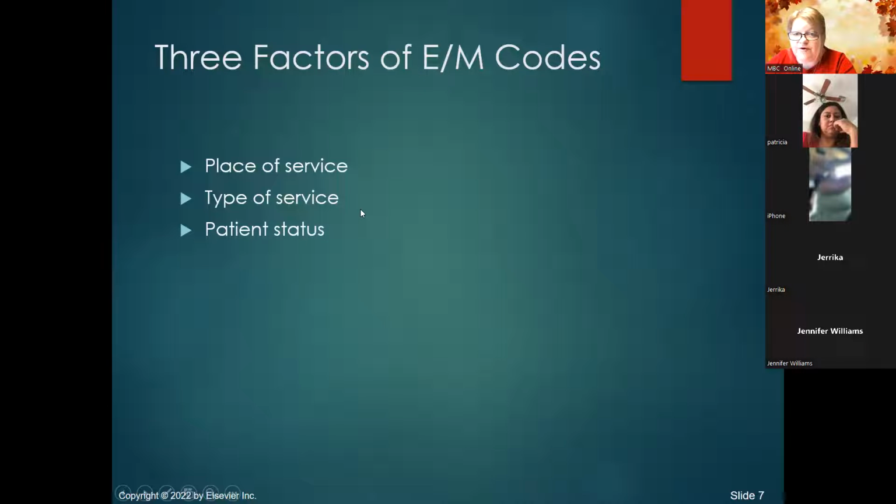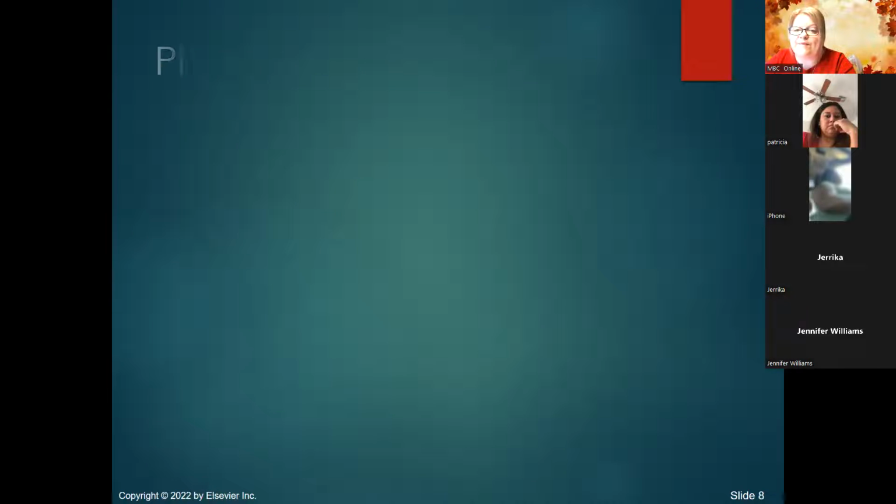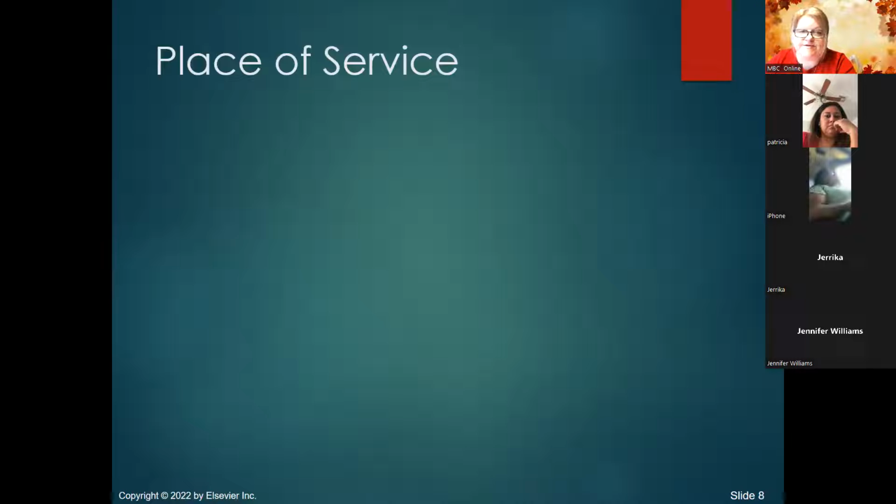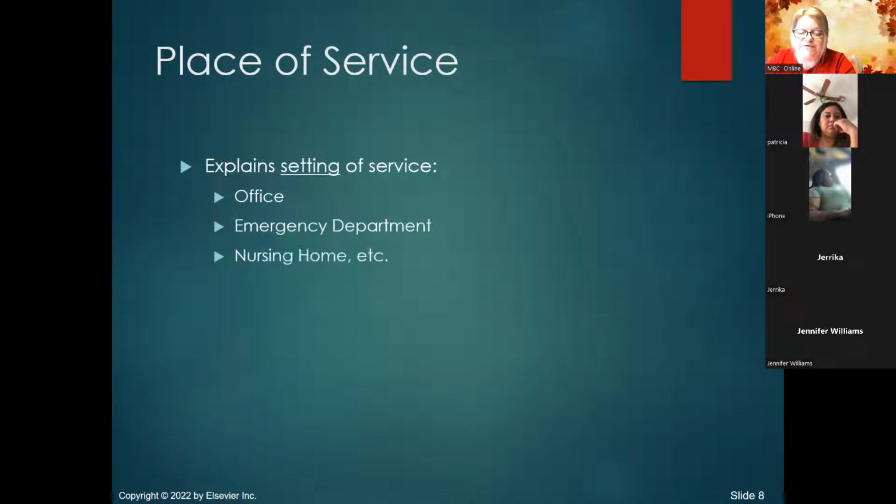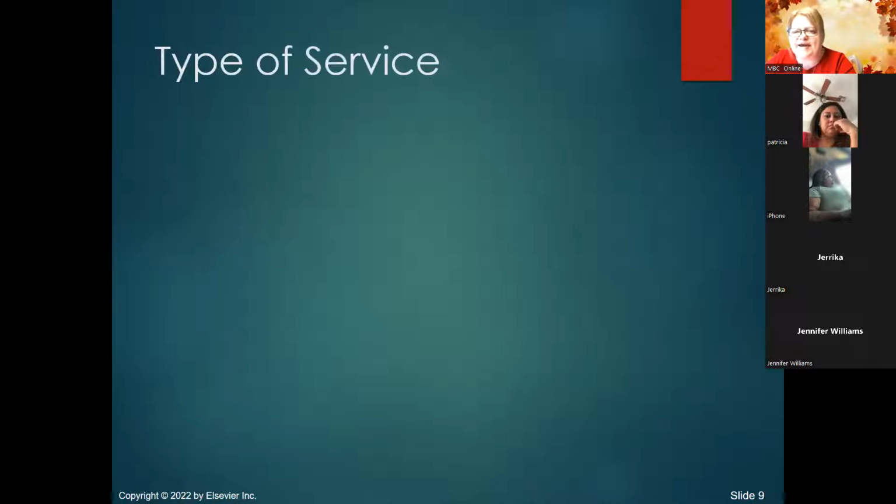The higher level code we use, the more high risk that patient is, the more time consuming that visit was, the more that went into that service, the services that were rendered. Your place of service explains the setting of the service, which could be office, emergency room, nursing home, urgent care. Y'all know everywhere medical services are provided. These days, it can also be in the patient's home. Telehealth visits are very common now.